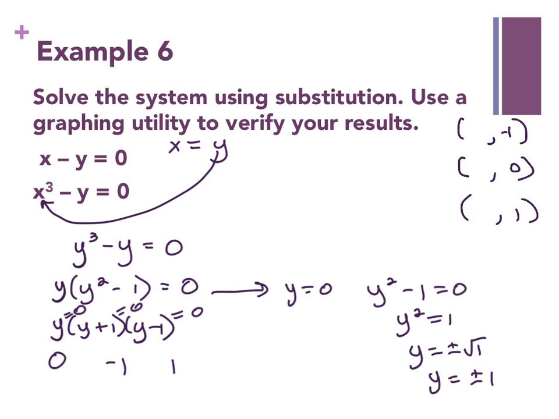For each y, I have to find its corresponding x. So I'm going to plug y back in to the easy one, right? X equals y. So if y is negative 1, then x equals negative 1. If y is 0, then x equals 0. And if y is 1, then x equals 1. And now I've got 3 coordinate points.